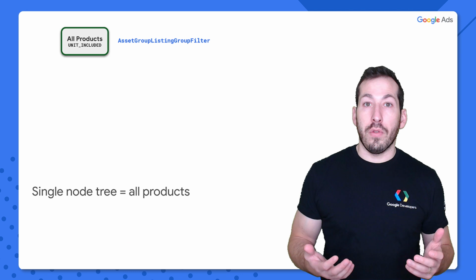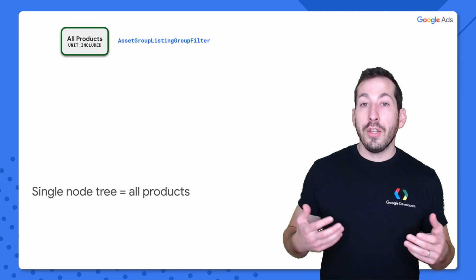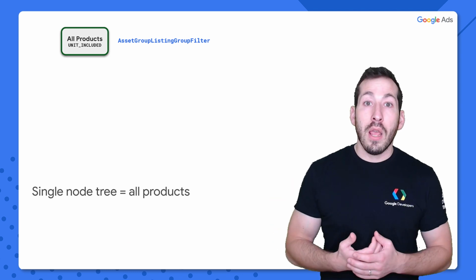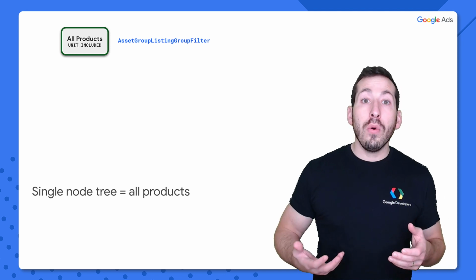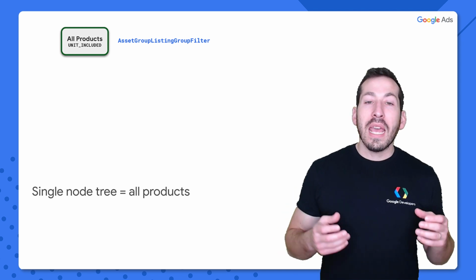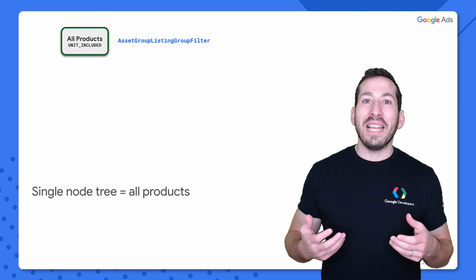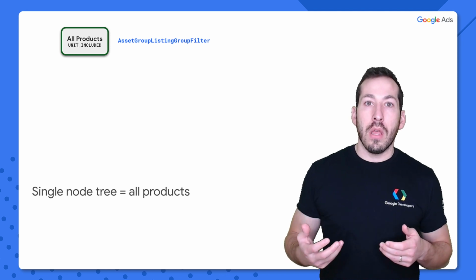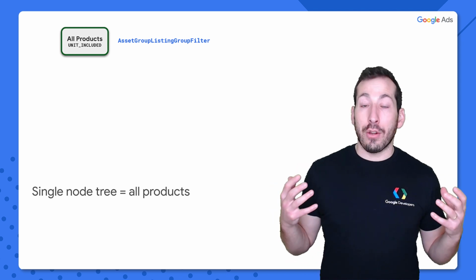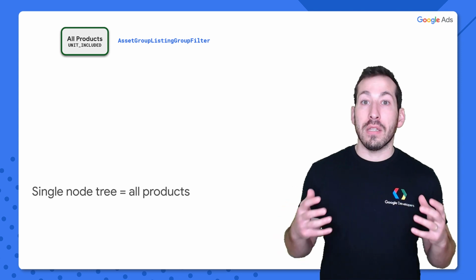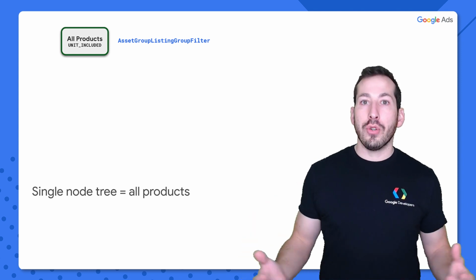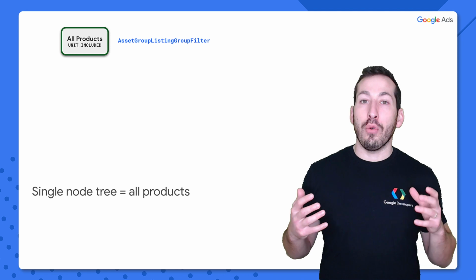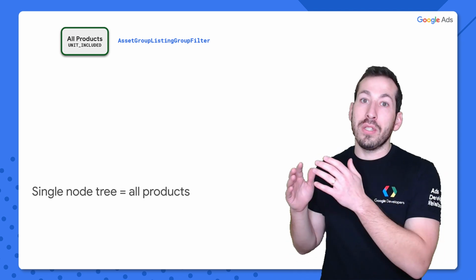Before I go any further, one thing you might notice is that a tree has nodes, right? And I'm representing these nodes as these little boxes. Each one of these nodes is an asset group listing group filter. And when we combine these asset group listing group filters together in a specific way, we form our tree that indicates to the asset group which products to include and which ones to exclude.